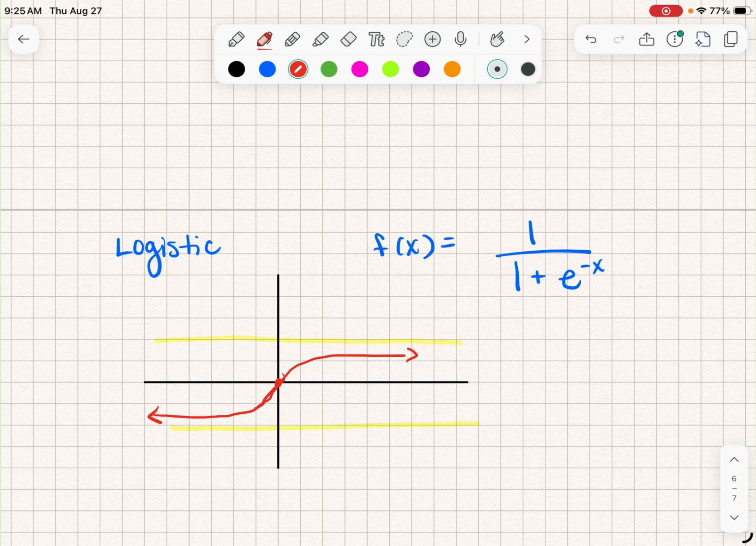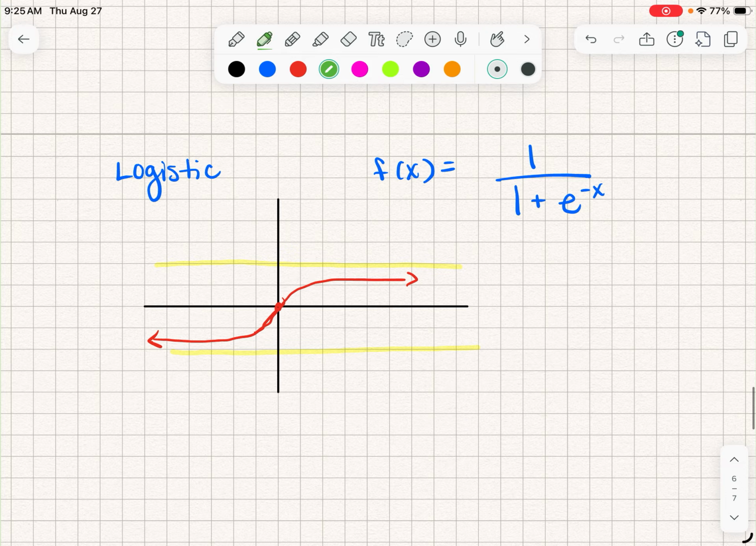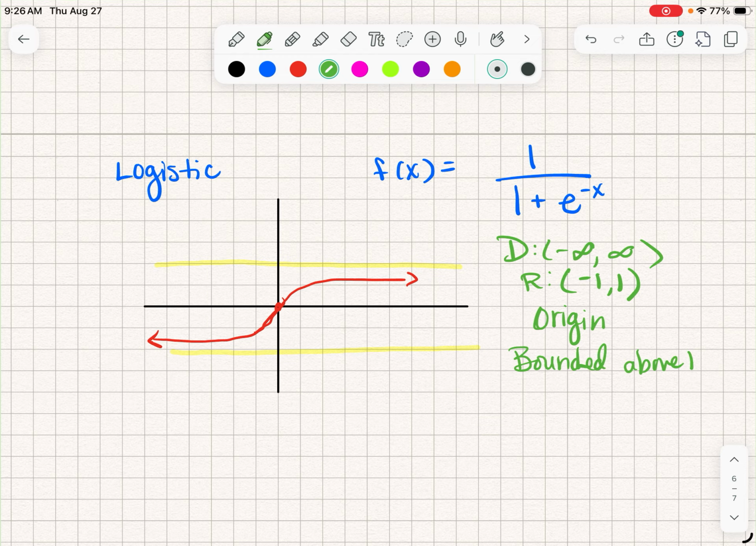Okay, so that's the logistic function. All right, the domain is all real numbers. The range is obviously not. It goes from -1 to +1, but since those are asymptotes, I need to make sure and use parentheses. The only x and y intercept is the origin. It is bounded above and below. It is continuous. It doesn't have any maxes or mins.